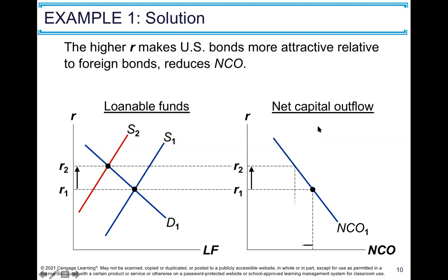And you can see that here by increasing the real interest rate from 1 to 2 over here, and that was determined by this market over here. We saw a reduction in NCO, and that means that we don't want to buy foreign assets anymore. We want to buy American assets because American assets produce such a high rate of return, and thus NCO is reduced.